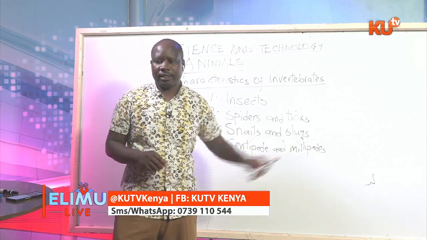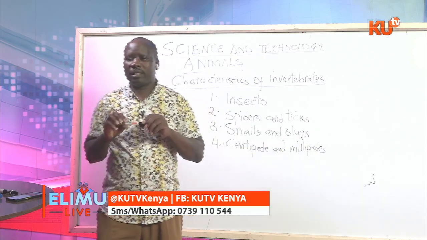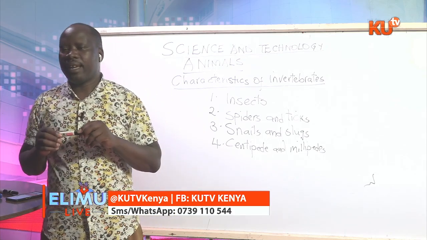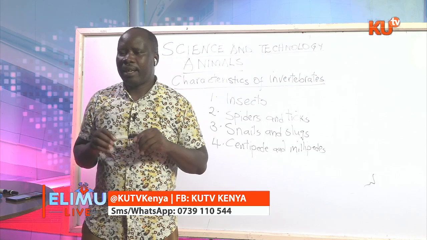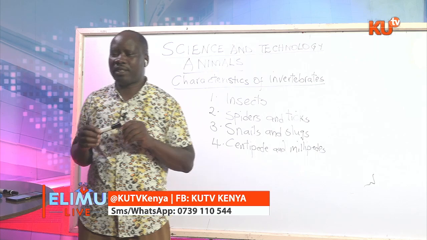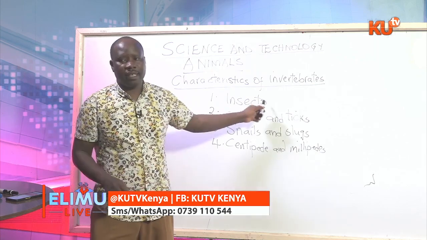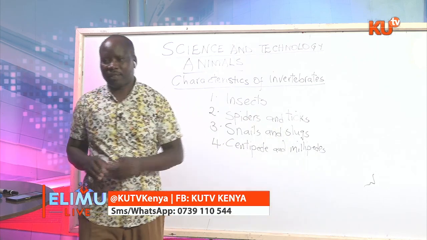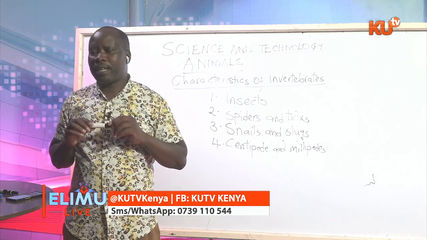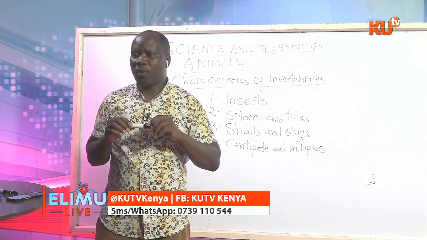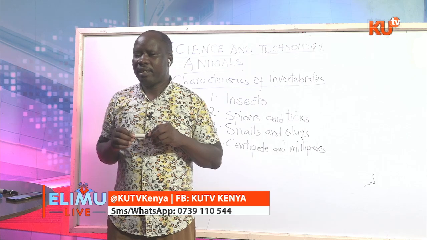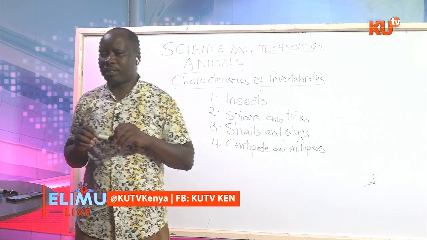Spiders and ticks. Now, what are the characteristics of spiders and ticks? Let's look at them and we try to differentiate the characteristics or the features between the insects and the spiders. We look at the same things, the same features. Under spiders, characteristics: 1, the body of a spider or a tick is divided into 2 parts.